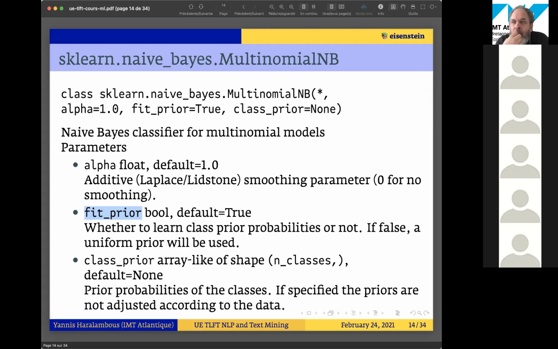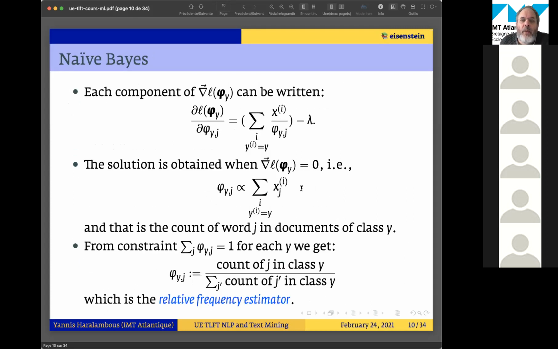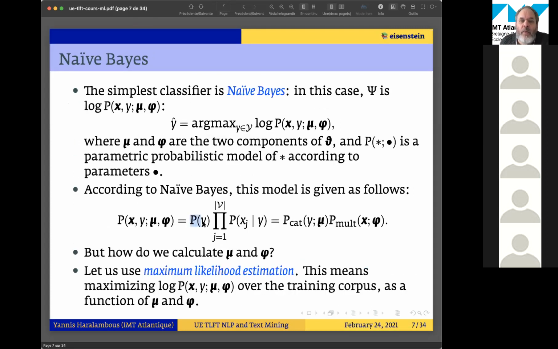And this is how science works. We have belief, we have an understanding of some phenomenon, we do experimentation that gives us likelihood and evidence, and by combining this, we get new understanding, new belief of the phenomenon, which is the posterior. So in our case, prior is simply this part, the probability of classes.